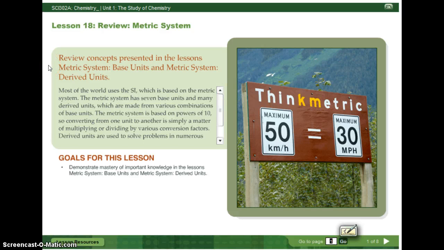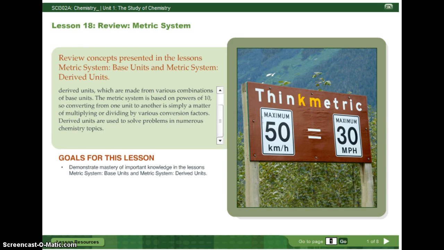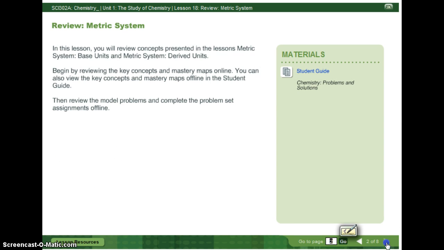Review concepts presented in the lessons, metric system base units, and metric system derived units. Most of the world uses the SI, which is based on the metric system. The metric system has 7 base units and many derived units, which are made from various combinations of base units. The metric system is based on powers of 10, so converting from one unit to another is simply a matter of multiplying or dividing by various conversion factors or by moving the decimal place. Derived units are used to solve problems in numerous chemistry topics. Goals: make sure you know the previous stuff as well as some new stuff.